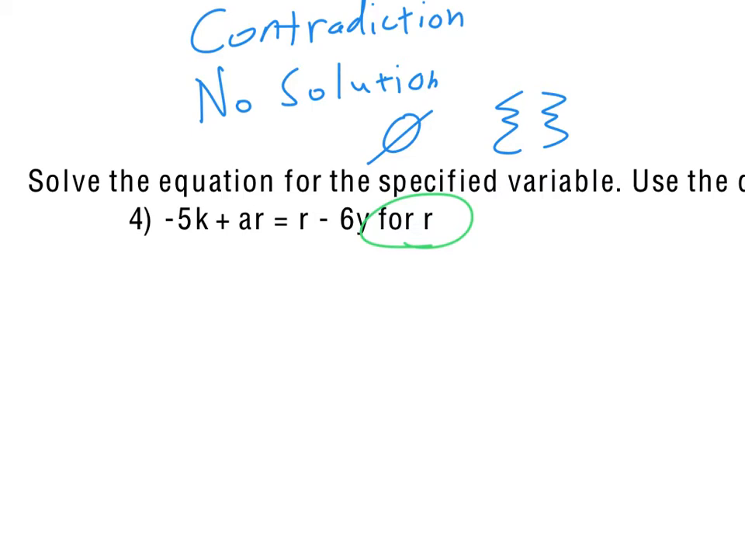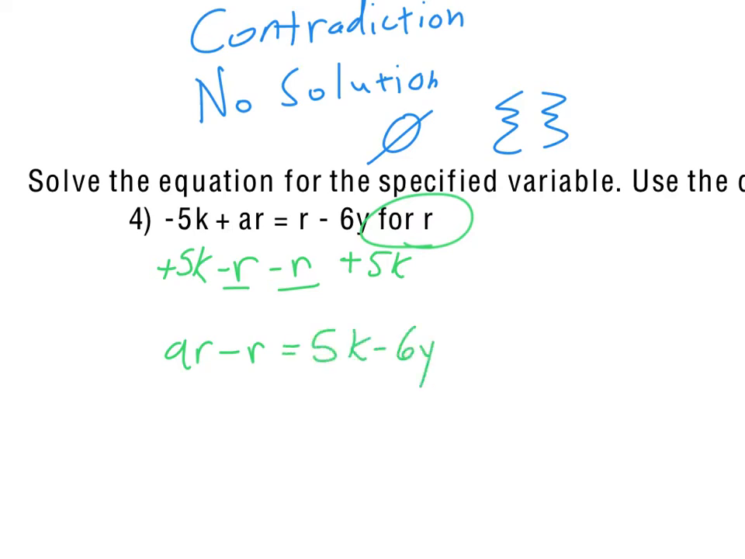I don't think it's going to make a big difference either way, so I am just going to go with subtracting the r from both sides. If I'm going to do that, I'm going to at the same time add the 5k, because I want the 5k not on the same side as the r's. So I get ar minus r, I get 5k minus 6y. Now, the reason we want the r's on the same side is now I can take and factor an r out of that side.